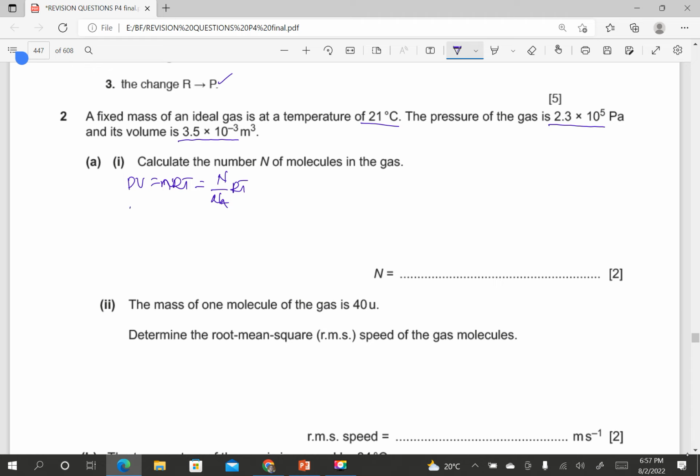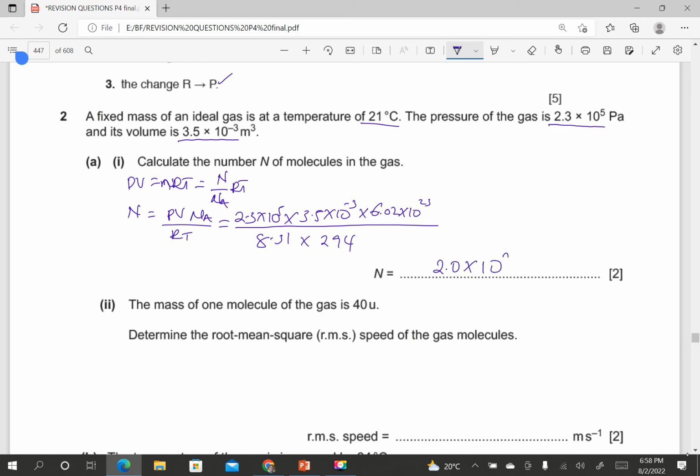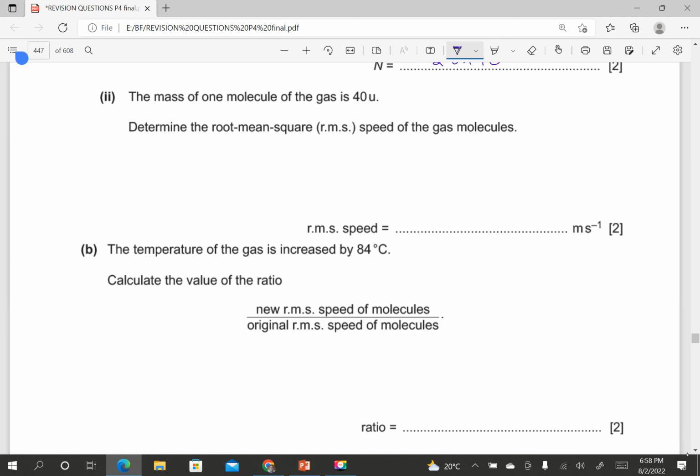So the number of molecules is going to be P times V times Na divided by R times T. Substituting, the pressure is 2.3 times 10 power 5, times the volume, which is 3.5 times 10 power negative 3, times Avogadro's number 6.02 times 10 power 23, divided by molar gas constant 8.31, and the temperature, 21 degrees Celsius to Kelvin, that is 294. Press the calculator to get the answer. So N is 2.0 times 10 power 23.